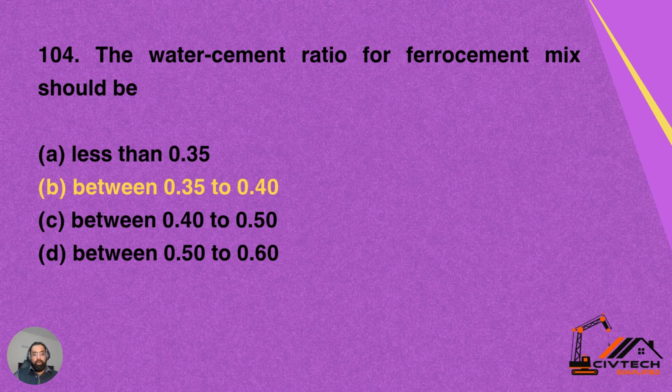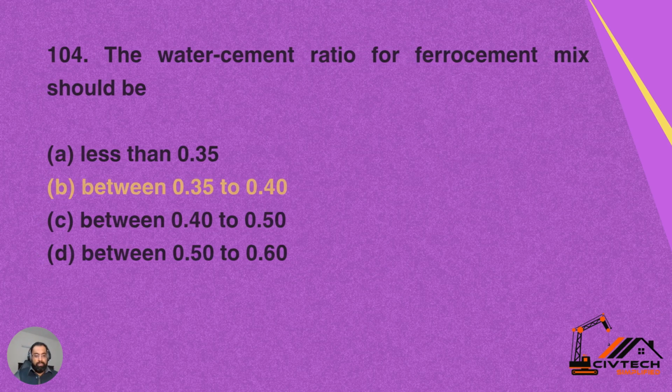Question number 104. The water cement ratio for ferrocement matrix should be option A less than 0.35, B between 0.35 to 0.40, option C between 0.40 to 0.5, option D between 0.5 to 0.6. The water cement ratio for ferrocement mix should be between 0.35 to 0.40. So it should be 0.3 to 0.4. Option B is the correct answer.